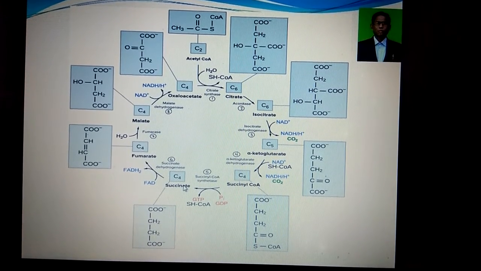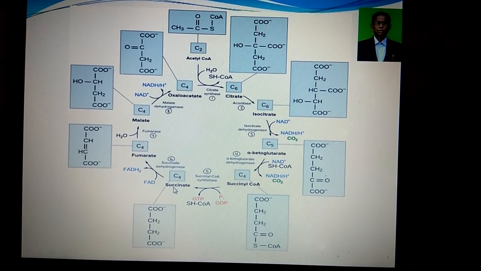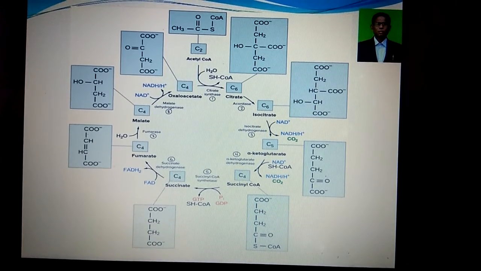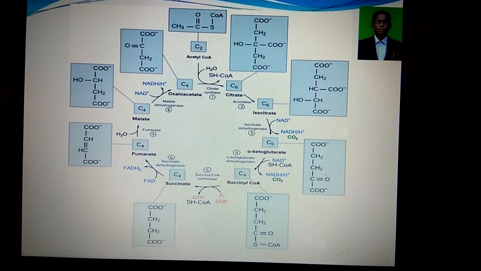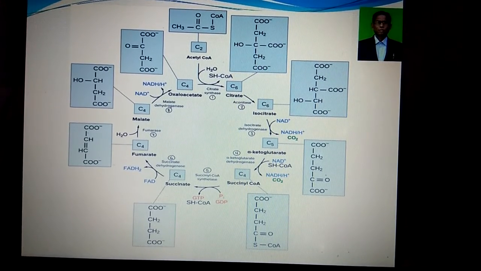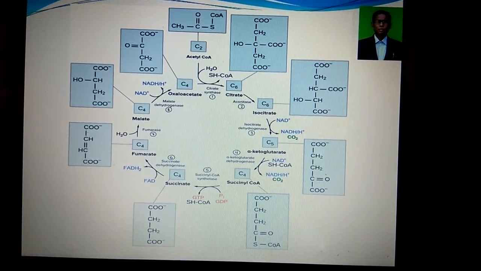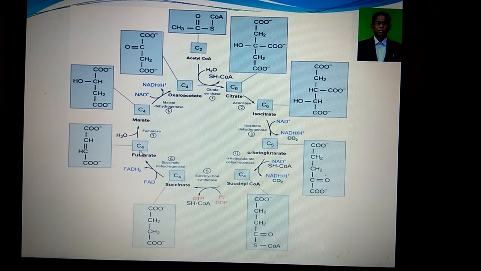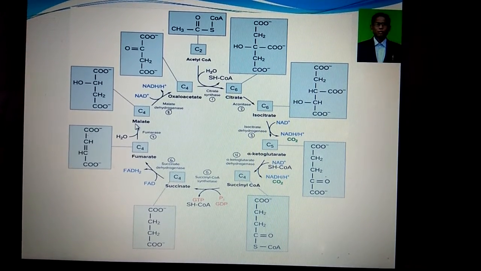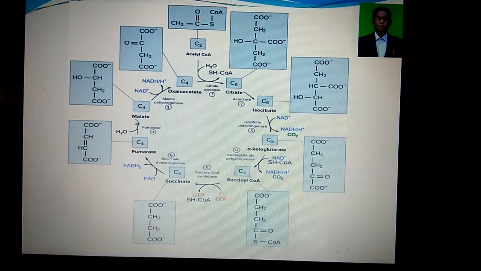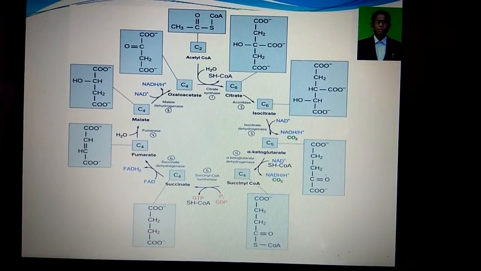In the sixth step, succinate undergoes dehydrogenation to form a 4-carbon molecule called fumarate in the presence of succinate dehydrogenase and FAD, which is converted into FADH2. In the 7th step, fumarate is hydrated to form malate in the presence of the enzyme fumarase. Although no coenzyme is required in this reaction, phosphate is believed to have an activating effect.